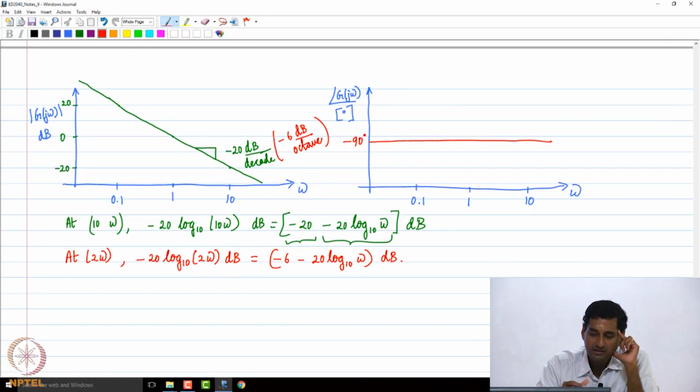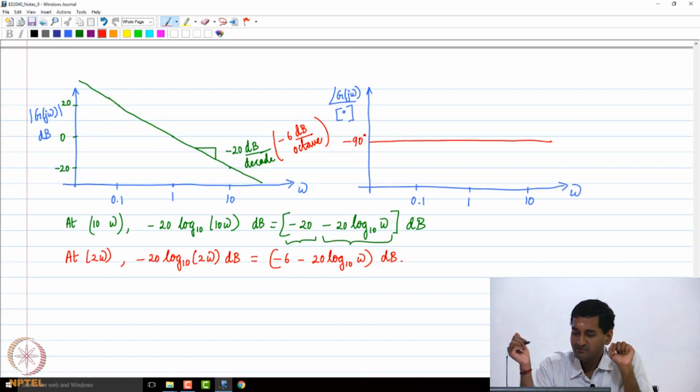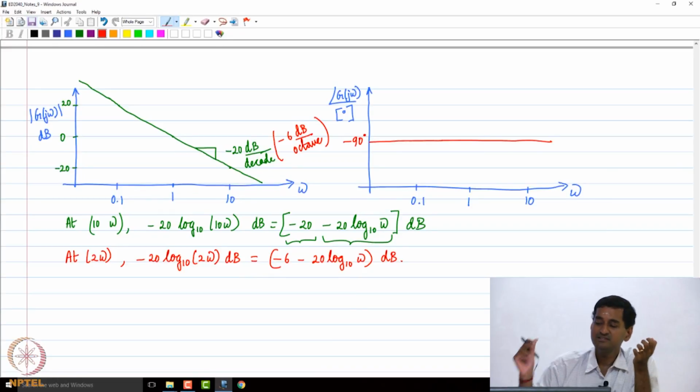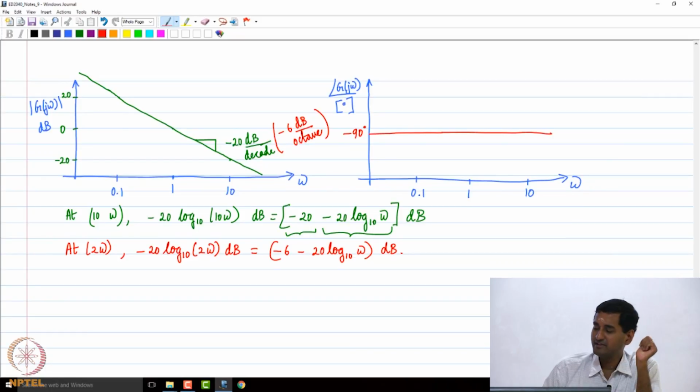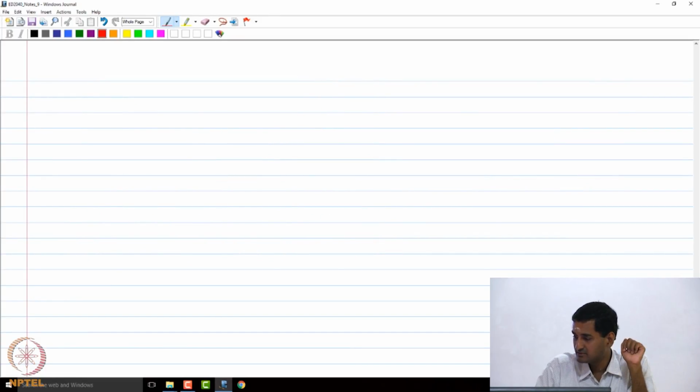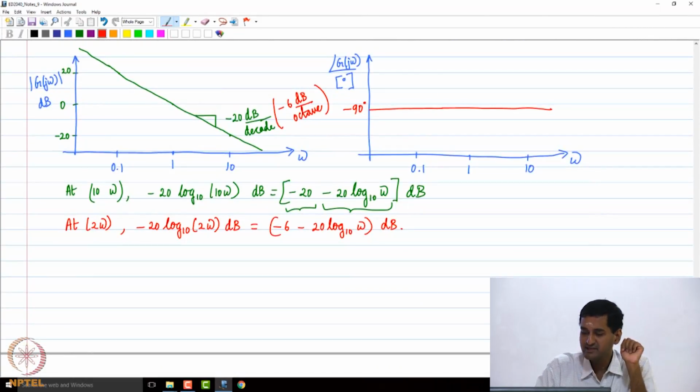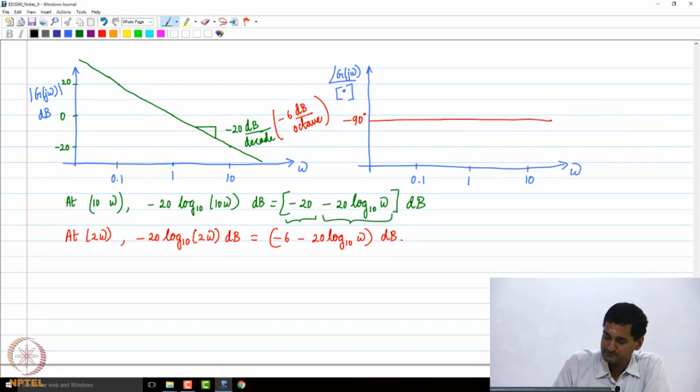Okay. So that's what we have as the Bode diagram for the factor 1 by s, right? So that's in general what we call an integral term. 1 by s is an integral term. So now if I want to consider g of s to be s, what do you think will happen? Let us say g of s, I take it to be s.